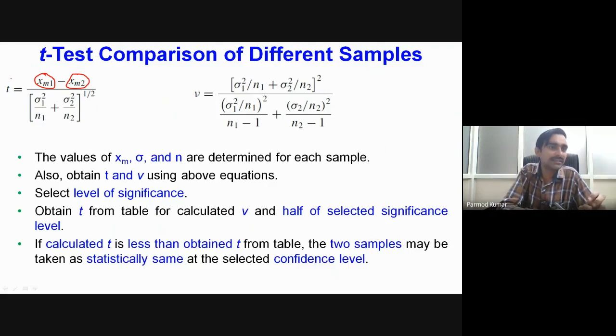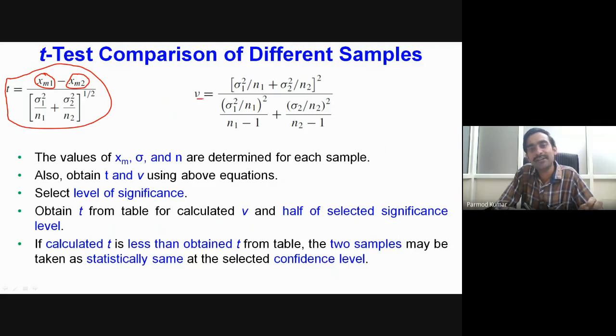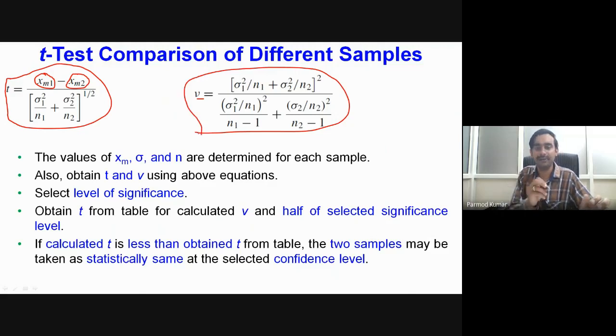Okay, so you can see the value of t is given by this formulation when we have two different samples. Similarly, the degrees of freedom also depend upon the sample size and standard deviation. So the formulation for degrees of freedom is also given over here. This is the formula for obtaining the degrees of freedom. Now, based on these values of nu and t, how can you decide whether your samples are identical at some given confidence interval or not?